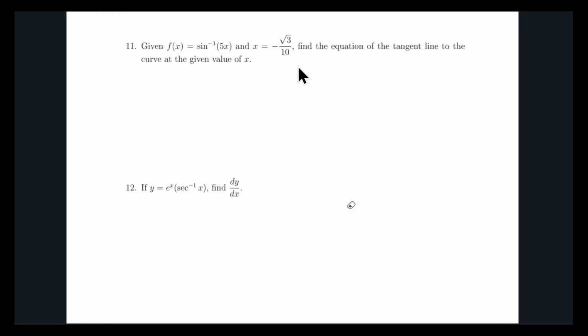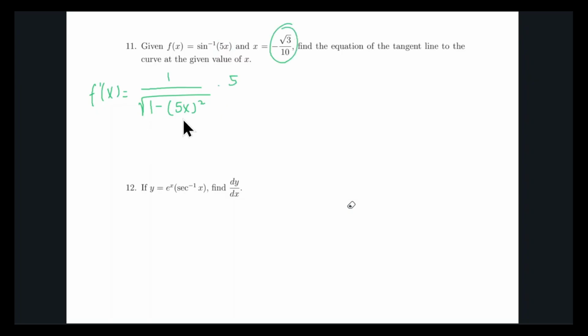Okay. Inverse trig, guys, inverse trig. We need to find the equation of the tangent line. A tangent line means a point and a slope, and unfortunately they have only given us the value of x. So they want us to find y and the slope. So derivative. Let's find f prime x first. So f prime x will be, the formula is 1 over square root of 1 minus inside guy's square times the derivative of the inside thing, which is just 5.